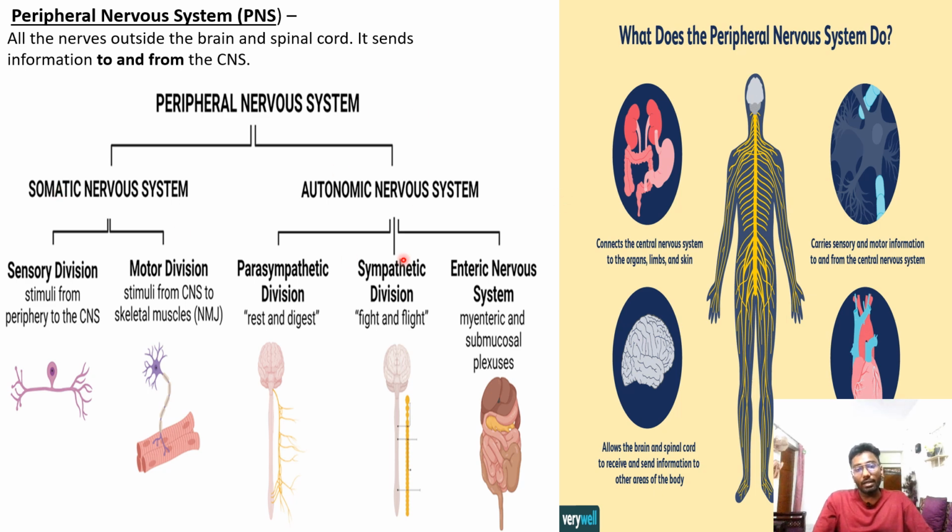Whereas the autonomic nervous system controls involuntary actions, like my heart beating or digestion. These are all because of the autonomic nervous system. And the autonomic nervous system is further divided into the parasympathetic division, which is rest and digest, the sympathetic division, which is fight and flight, and the enteric nervous system, with the myenteric and submucosal plexus. Just for basic understanding, you only have to understand the basic things now. We will go into detail in the real chapter on the nervous system.